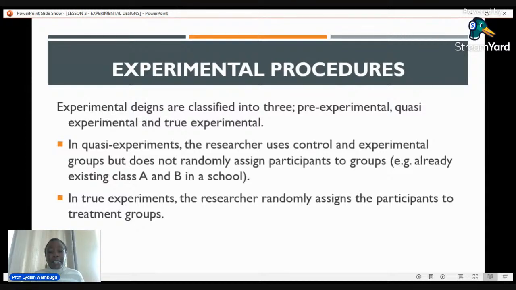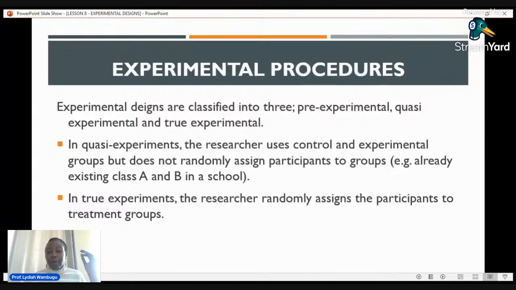And they are normally classified into three. Normally, we talk about the two because they are the key ones, but we have pre-experimental, then we have quasi, and we have true.